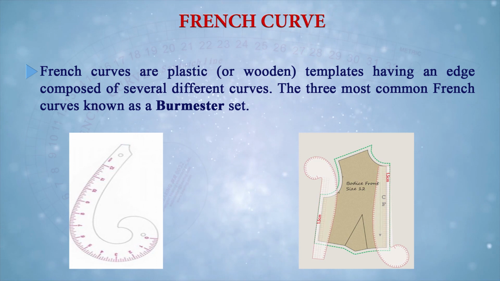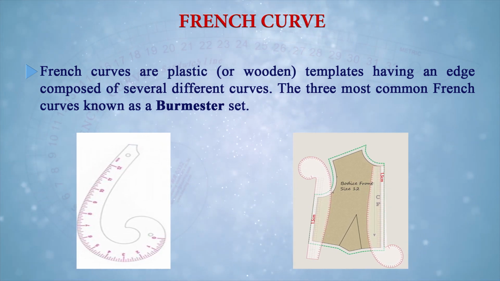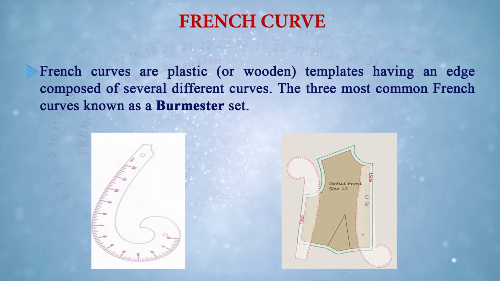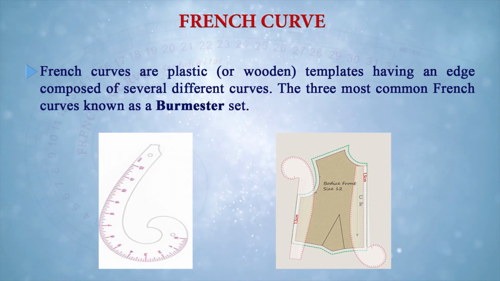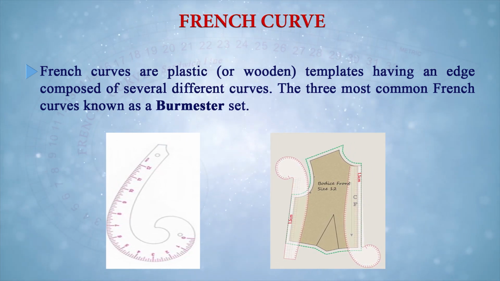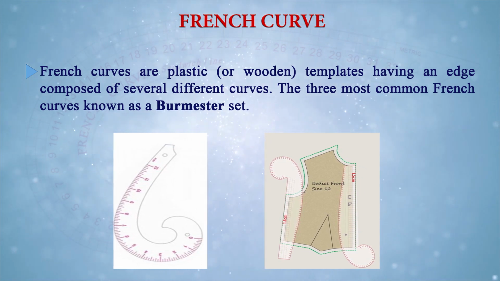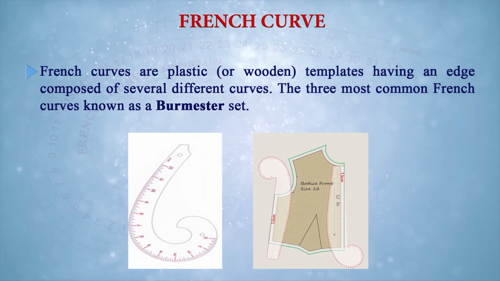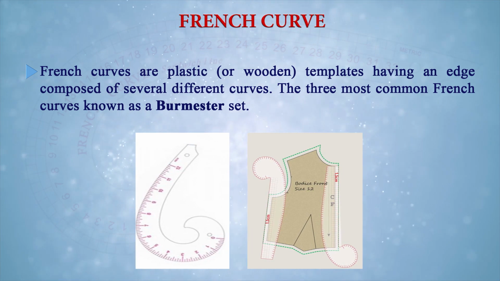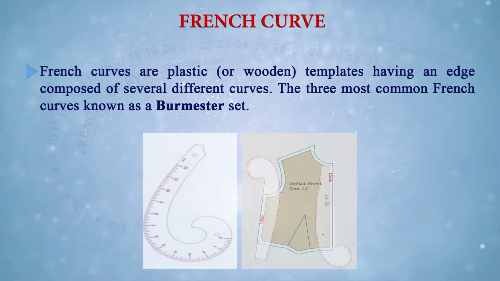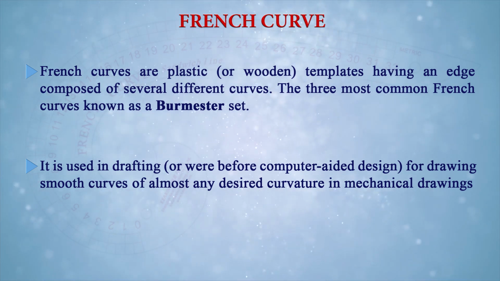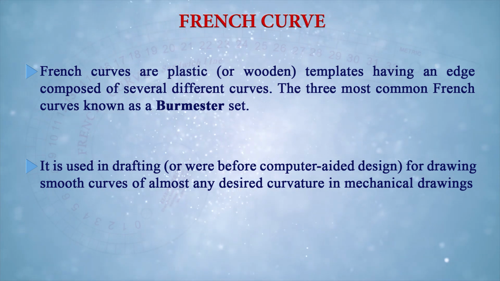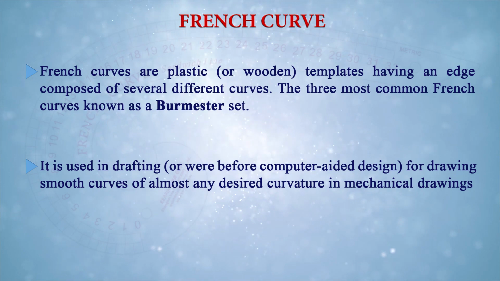As you can see in this picture, this is how a French curve looks. It has a round shape, also circular, semicircular, and sometimes it is in a length and circular at the tip. So French curves are of different shapes. The 3 most common French curves are known as the Burmester set. So we have a set of 3 types of French curve which is used in pattern making. It is used in drafting for drawing smooth curves of almost any desired curve or part of the drawing.